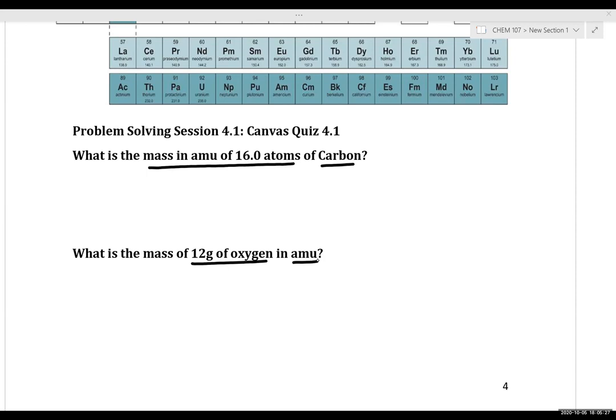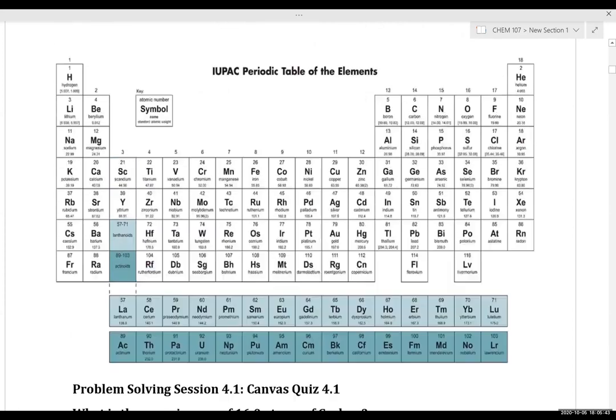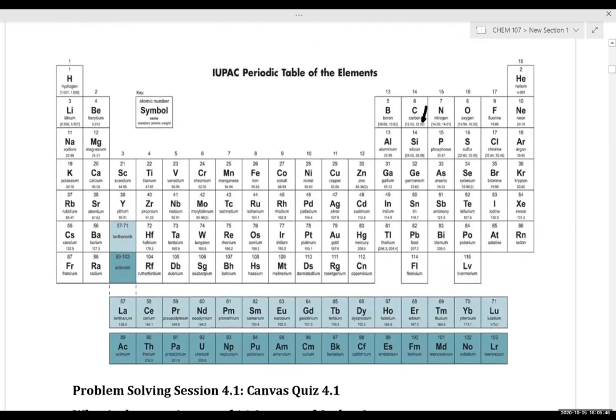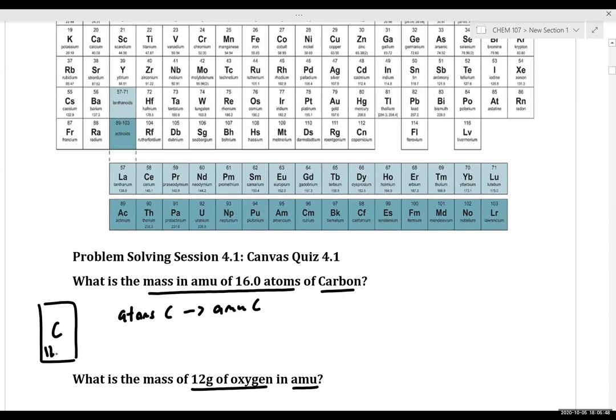Okay, so let's talk about this example. We're trying to go from atoms of carbon, and then calculate the mass in AMUs of carbon. If we look at carbon in the periodic table, we see that carbon has an atomic mass of 12.00. In other words, for carbon, we have 12.00 AMU per atom of carbon. You get the atomic mass from the periodic table.